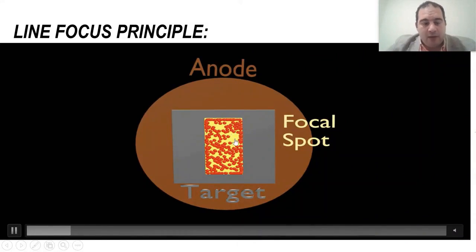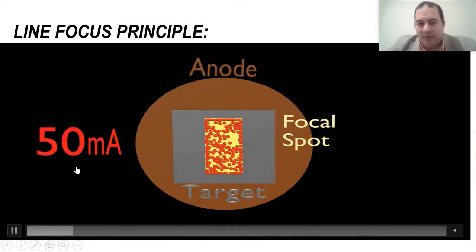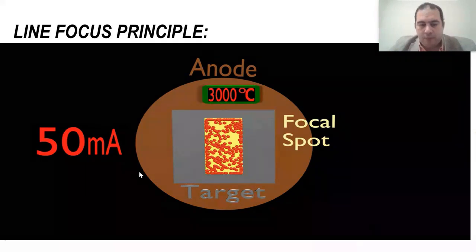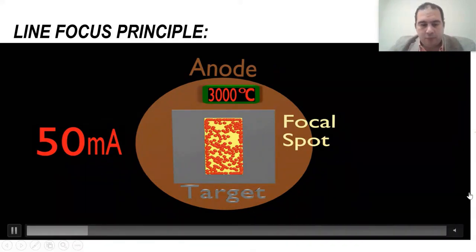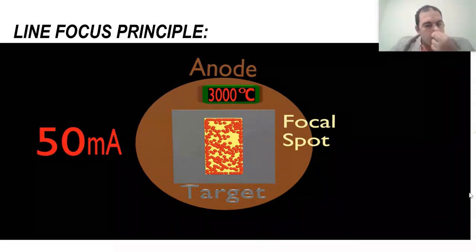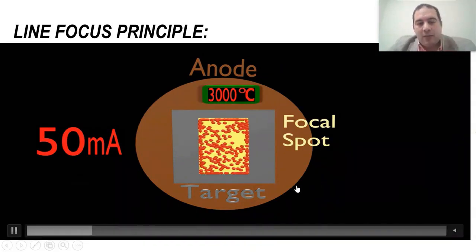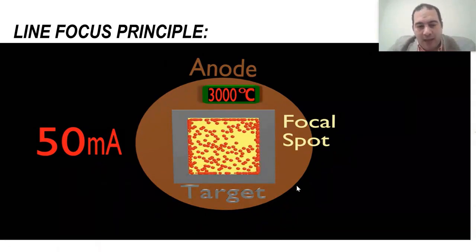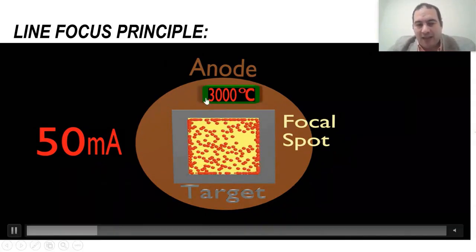Now, if I have, for example, a current of 50 mA, it will create a heating effect of 3000 degrees C. If I now increase my current, what is expected if I increase from 50 to 100? What should happen is that the heating effect will be 3000 or higher. That's why I want to enlarge the actual focal spot area, so it can withstand the temperature.